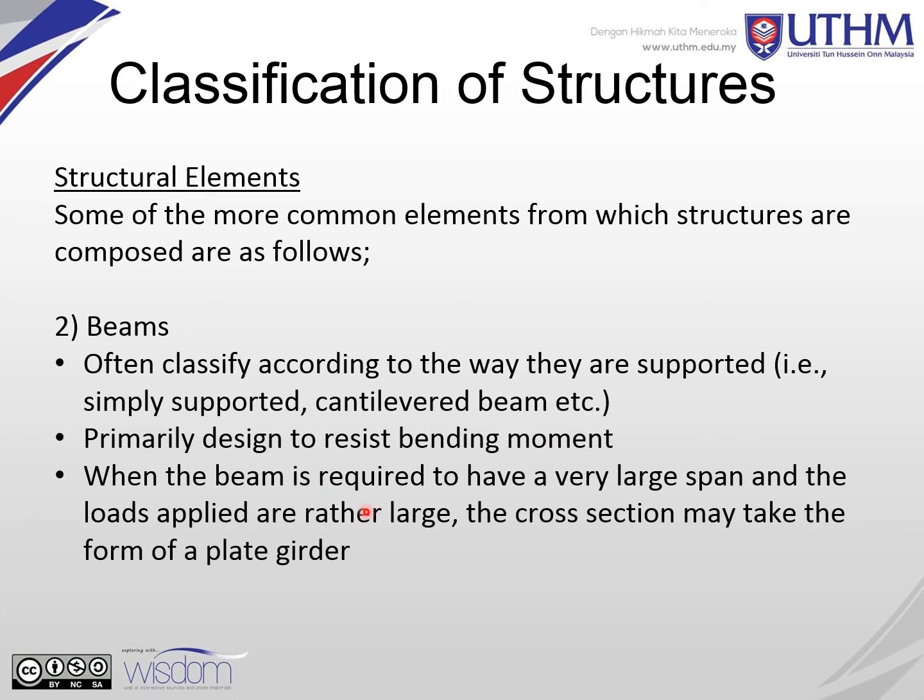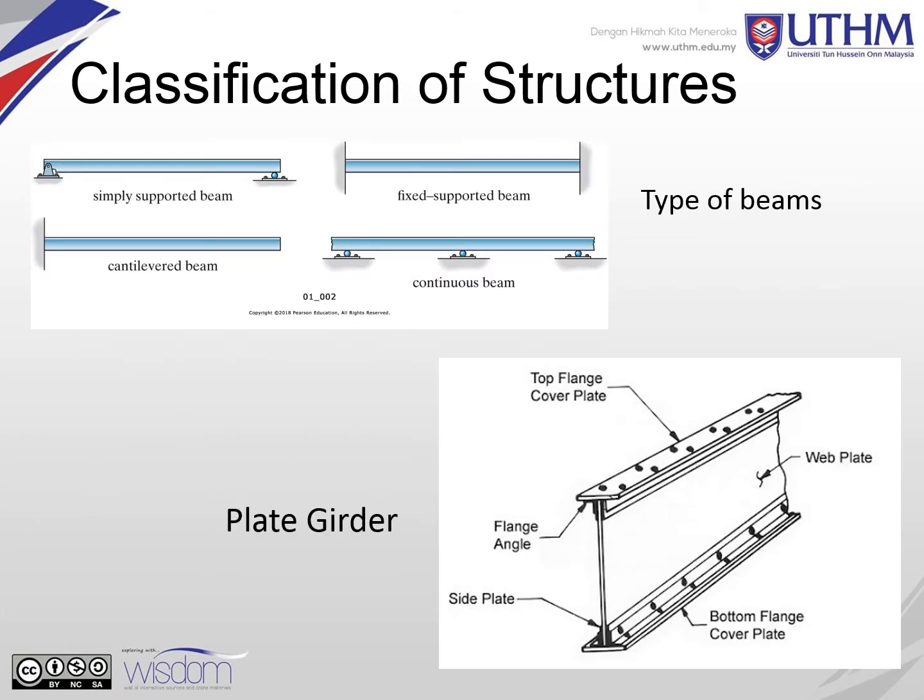When the beam is required to have a very large span and the applied loads are rather large, the cross section may take the form of a plate girder. You can see these are the types of beams. The first is simply supported, followed by the fixed support, then cantilever beams and continuous beams. And this is the plate girder mentioned in the previous slide.